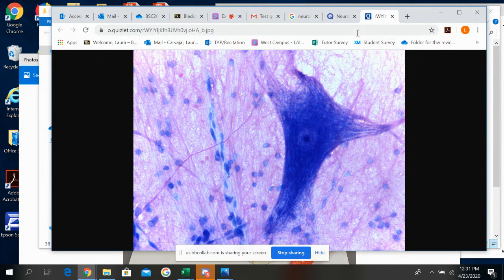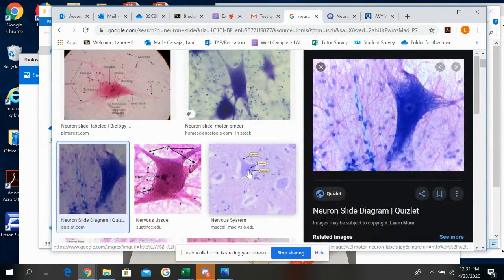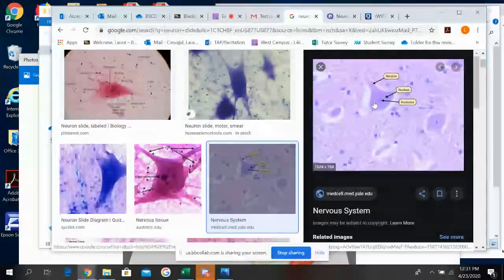Okay, so let me give you another example. Dendrite, nucleolus.